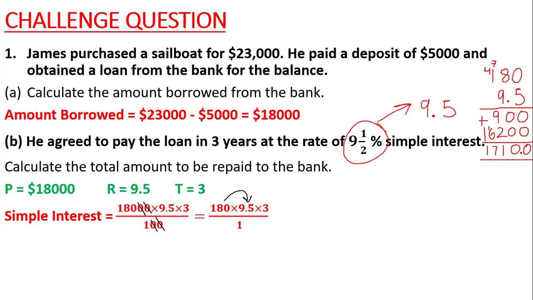Very good. Which means that I don't have to write the 0 here, because it's just a 0 at the back. It's insignificant. So 1710 multiplied by 3, all over 1.